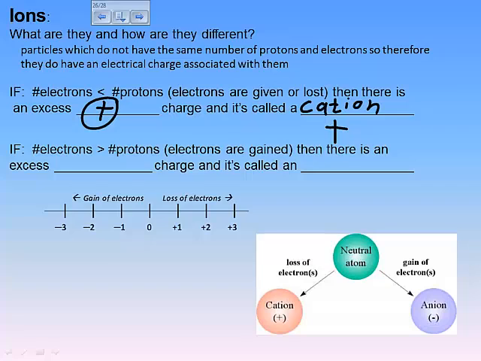Cations are positive charges. Now, on the other hand, if electrons are greater than protons, which means electrons have been gained by an element, then there is an excess of negative charge. So you can draw the negative sign, you can write negative out, and it's called an anion. Take a look at our example down here. We start at a neutral atom. We can lose electrons and become a positive charge cation. Or we can gain electrons, gain negative charge, and become an anion. That's how this works. You can see the number line right here.